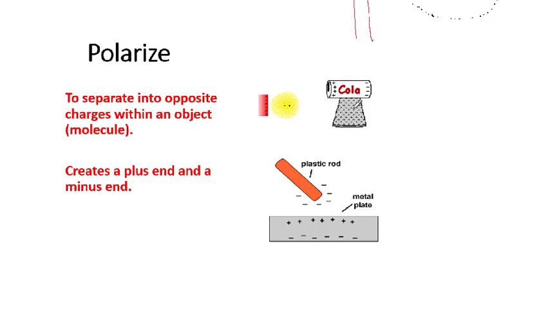Like this Coke can is usually neutral, but if it's subjected to certain pressures or forces, the pluses will go to one side, the minuses to the other. Here's an example of a metal plate. This negative rod is inducing the negative electrons to go down and the positives to stay here. So the metal plate then takes on a plus side and a minus side. It is now polar.